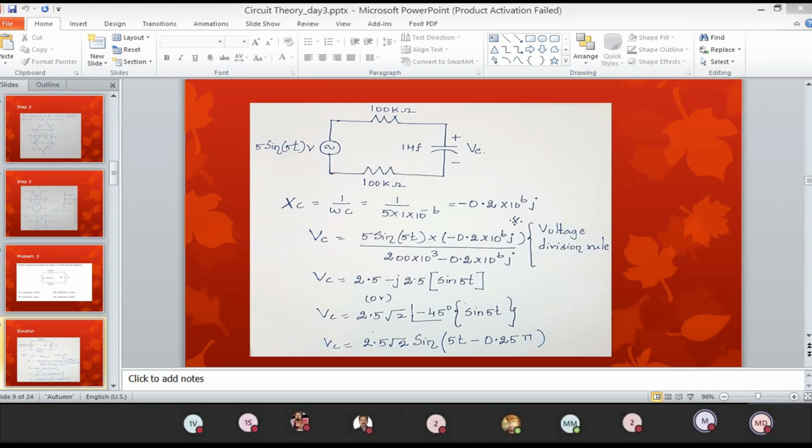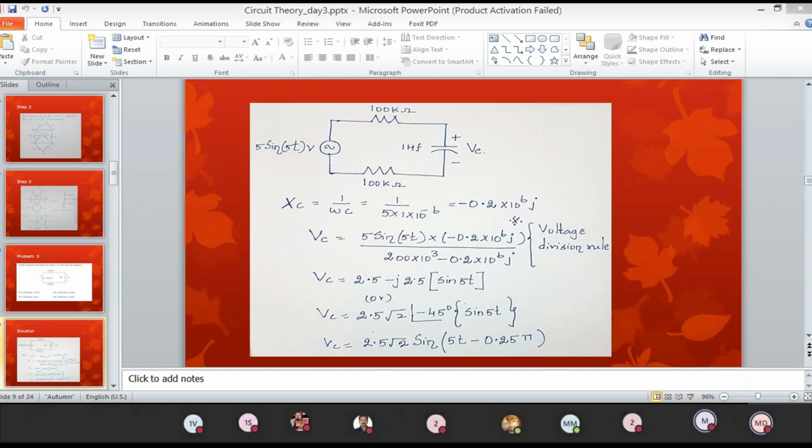First find Xc, 1 by omega c. Omega is 5, c is 1 into 10 power minus 6. Vc is the voltage across the capacitor. See once again how the voltage division rule is handy, how it is very effective and very useful in series circuit analysis. Series means when all the passive elements are connected in series. The voltage division rule is one of the best, simplest and most effective methods to find the voltage across any passive component.